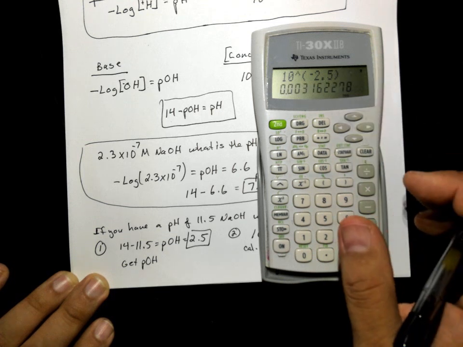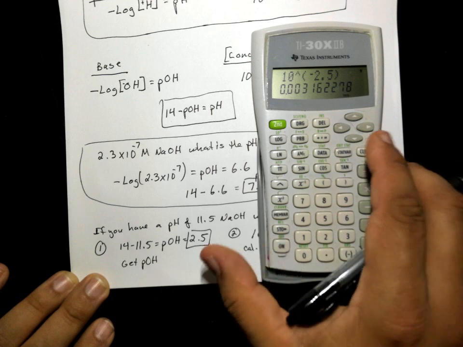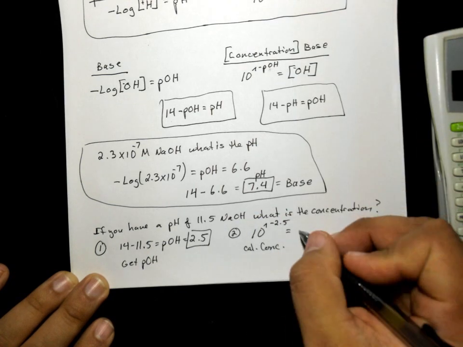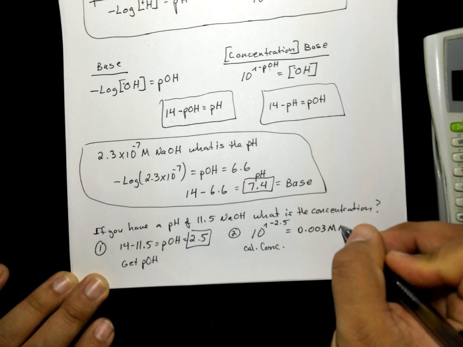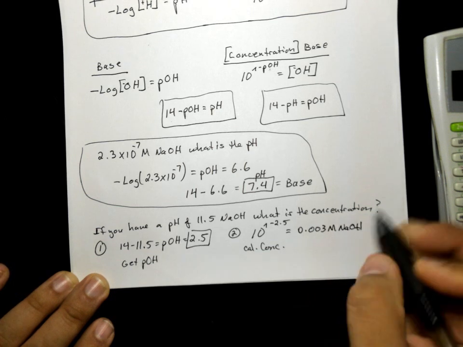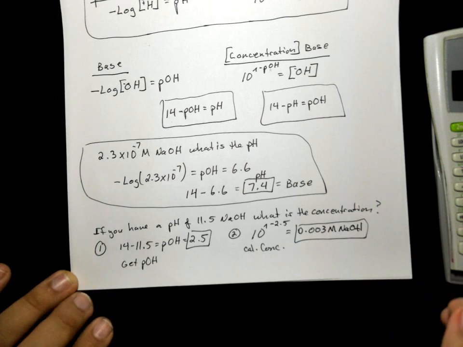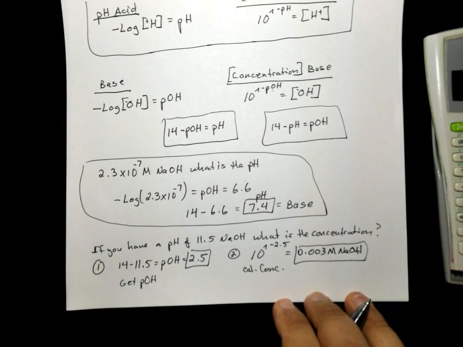Equals 0.003, we'll say 0.003 molar NaOH. Right there's your answer. That's your concentration of your base.